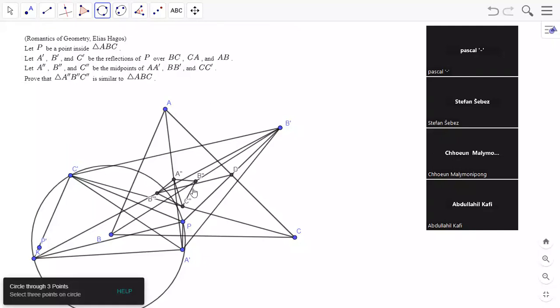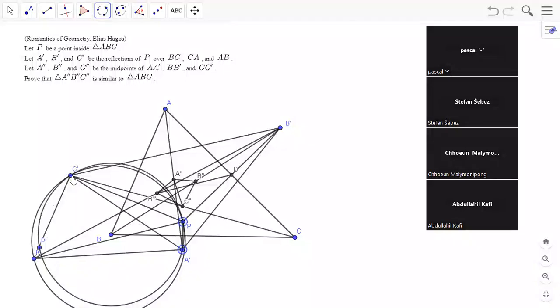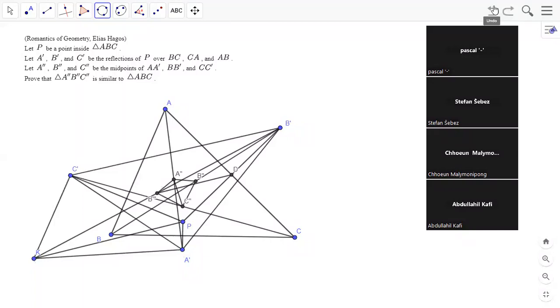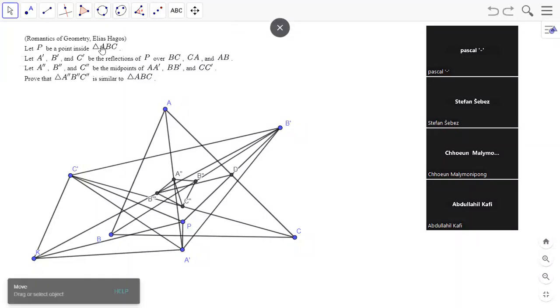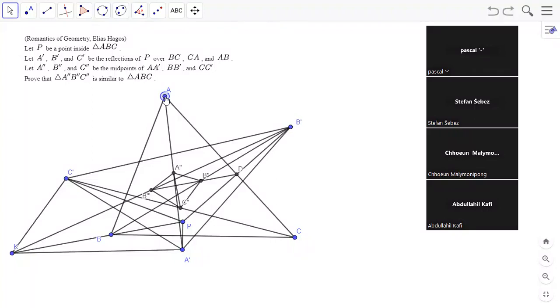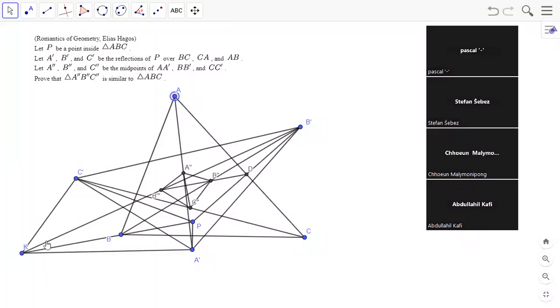Oh, it's not cyclic. This doesn't pass through A prime. I think that would be cyclic, but not that. But wait, shouldn't this be cyclic? Oh, it must not be. I'm getting confused because this is almost an isosceles triangle, so I'm mixing up which things are similar to which things. But if we do the picture like that, then it's more clear.